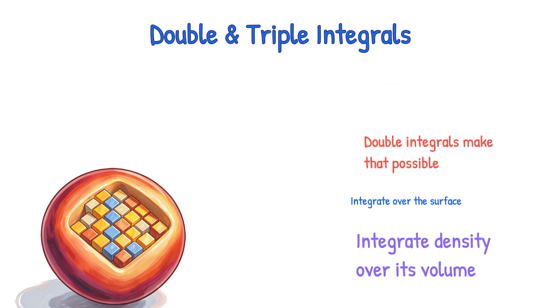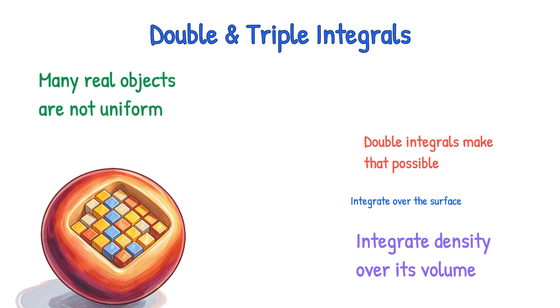The usefulness here is huge because many real objects are not uniform. A metal beam may be denser in one region than another. A lake may have varying pollution levels at different points. Triple integrals let you account for all that variation instead of pretending everything is constant.